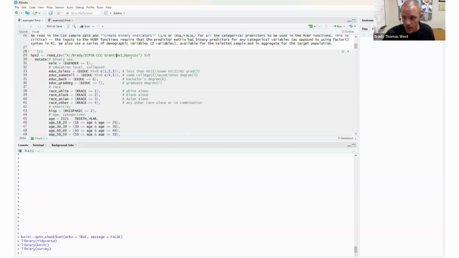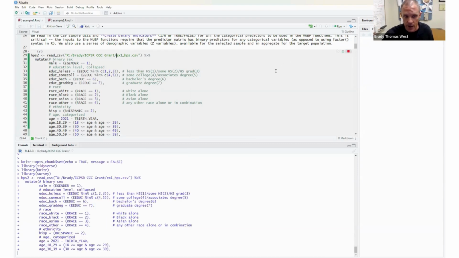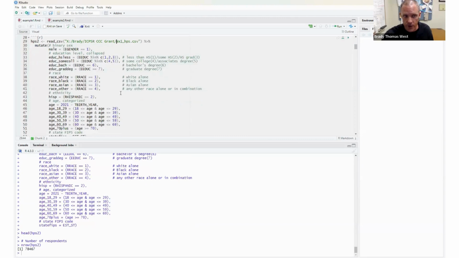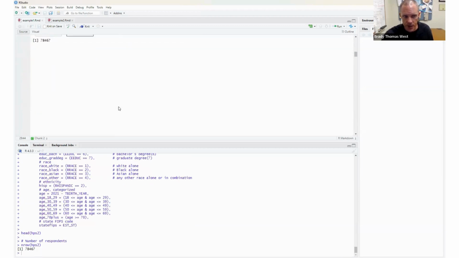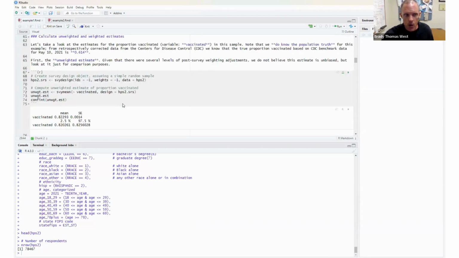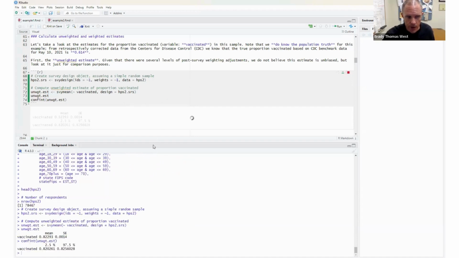So after I read in the Household Pulse Survey data, which again, I'm happy to share if anybody would like to work with this on their own, I'm just creating these binary indicators for each of the different covariates here. All right, so we see there's 78,467 respondents in this particular data set. Now we're going to calculate unweighted and weighted estimates. I'm going to do that using the survey package within R, starting with unweighted estimates. So I'm going to ignore the weights that were available in the HPS data set and calculate the unweighted estimate and the confidence interval. So I go ahead and run that here.